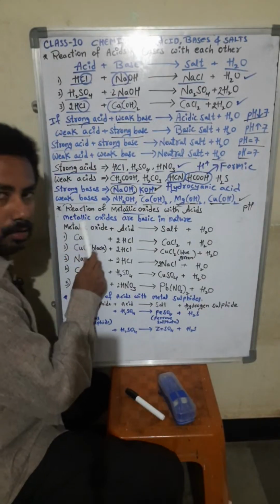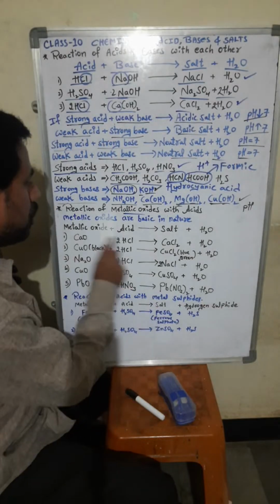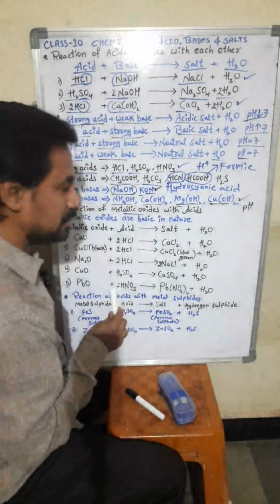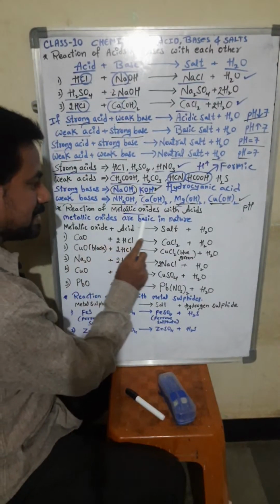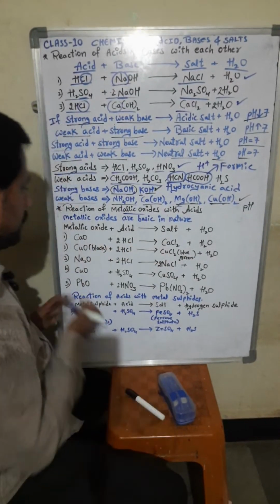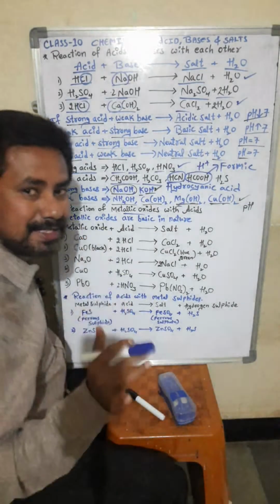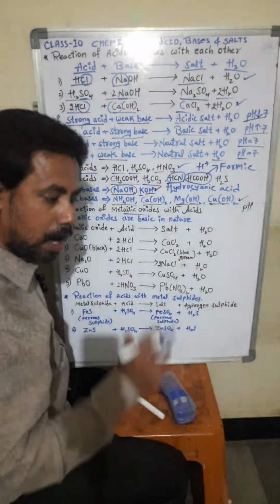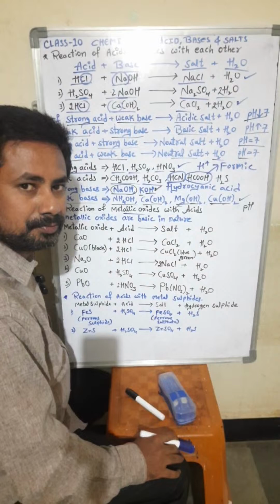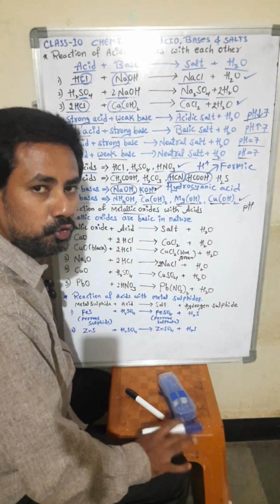So the next topic is reaction of metallic oxides with acids. Metallic oxides are basic in nature. What are they telling? Metallic oxides are generally basic in nature. Basic means what pH I have told you? Above 7. Above 7, 8 to 14. It comes under the range of 8 to 14.